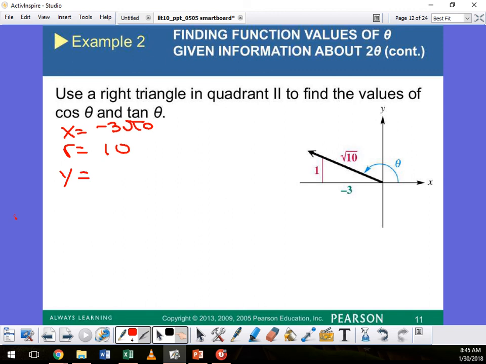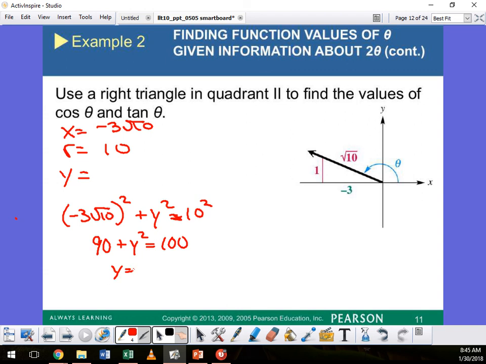Okay, so now let's take a look. Negative 3 rad 10 squared plus y squared equals 10 squared. When I do this one right here, when I square a square root, that goes away. So it's just going to be 10. But then the negative 3, I have to square that also. So the negative 3 squared is going to give me 9 times 10. So I get 90 plus y squared equals 100, right? Okay, so minus 90, y equals, let me see, plus or minus square root of 10.